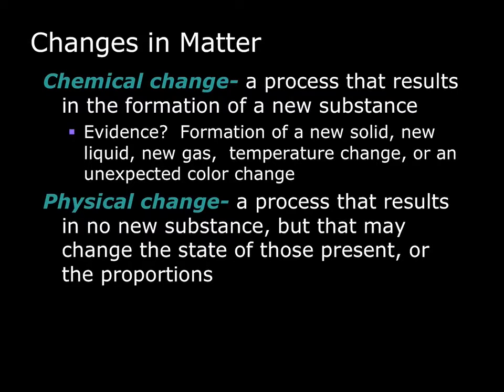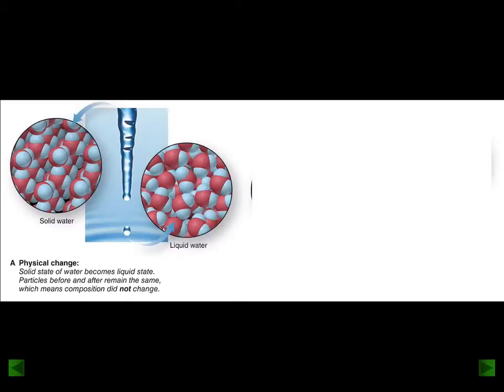And then we can contrast that with what we call a physical change. This is a process that results in no new substances, so it's not the same as a chemical change. But there might be a change of state or some other physical change. The most common physical change that we talk about is a change of state. So you might have a solid that goes to the liquid state, but the component at the molecular level or the atomic level stayed the same, so it was not a chemical change.